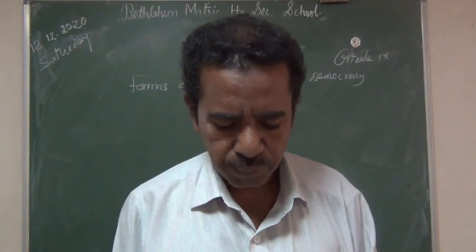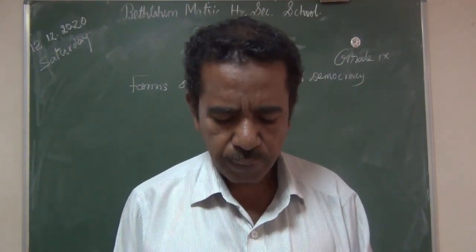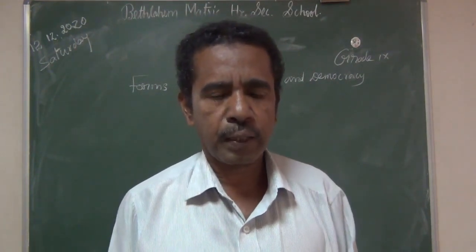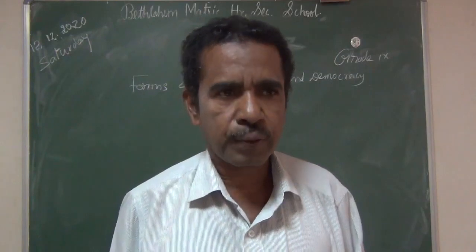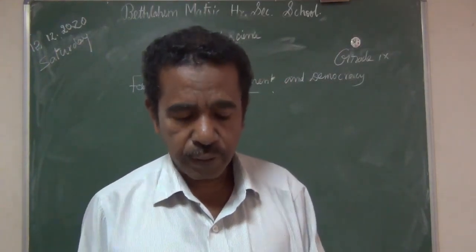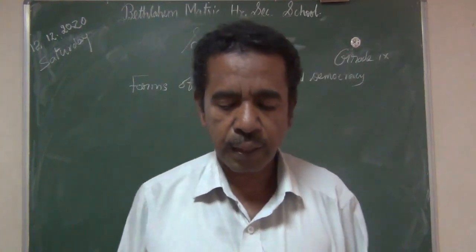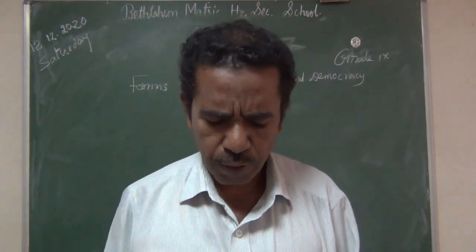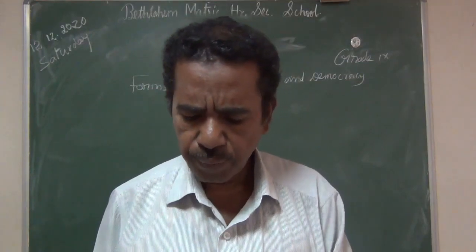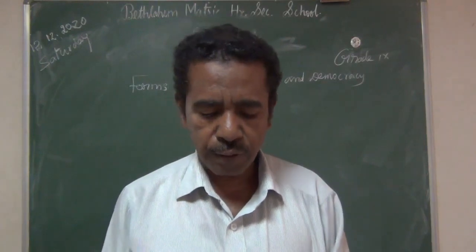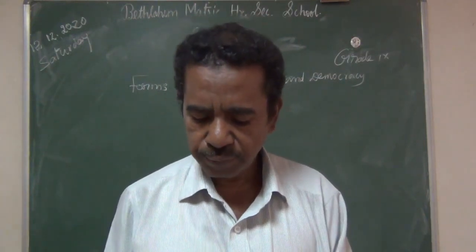Then, distinguish between direct and indirect democracy. Democracy has two types, direct democracy and indirect democracy. Which countries follow direct democracy? Ancient Greek city-states and Switzerland. Indirect democracy: India, USA and UK are examples of indirect democracy.